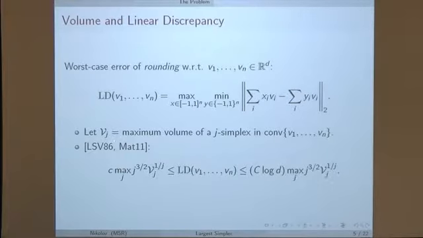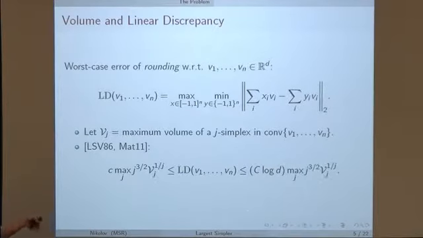Right. So here's the connection to this largest volume simplex problem. Let me denote by cursive v sub j the maximum volume of a j-dimensional simplex in the convex hull of the points. Okay, so here is a theorem. The lower bound is due to Lovász, Spencer, and Vesztergombi. The upper bound is due to Matoušek from a few years ago.